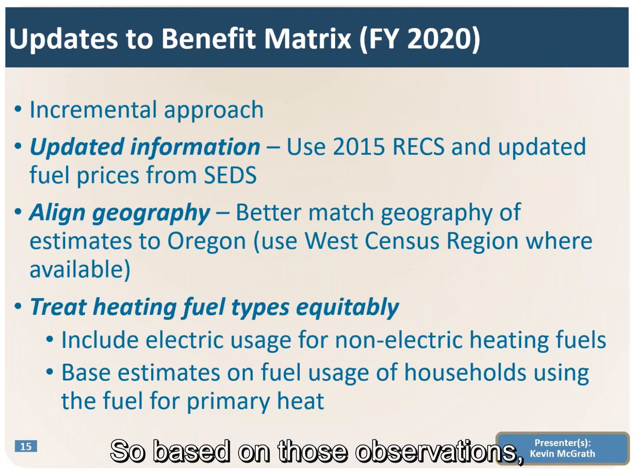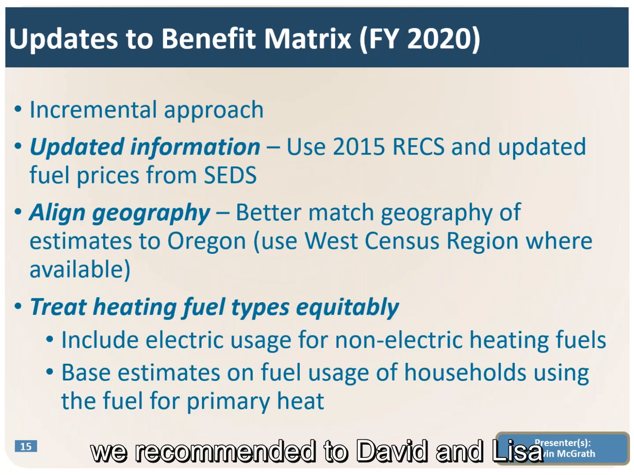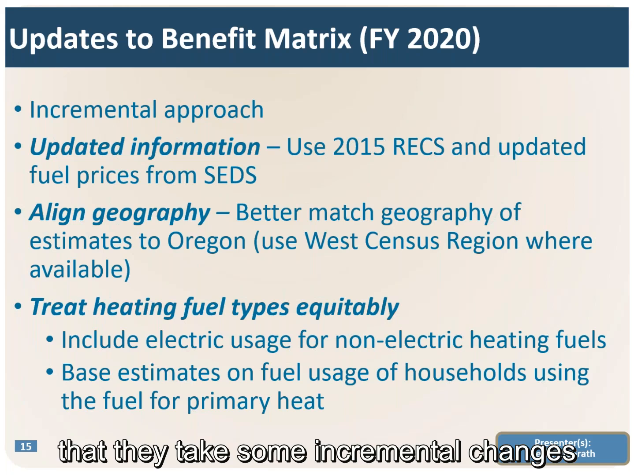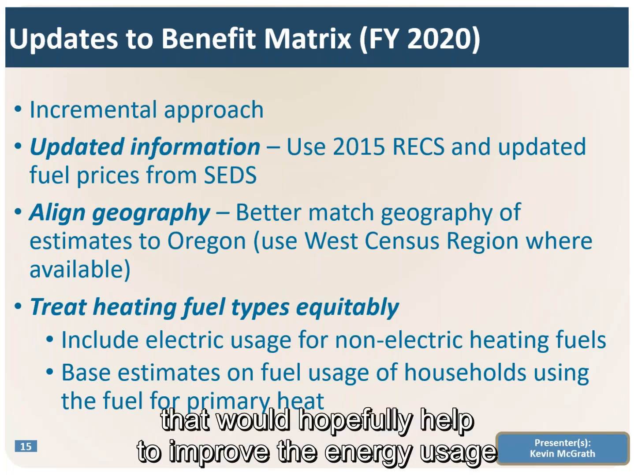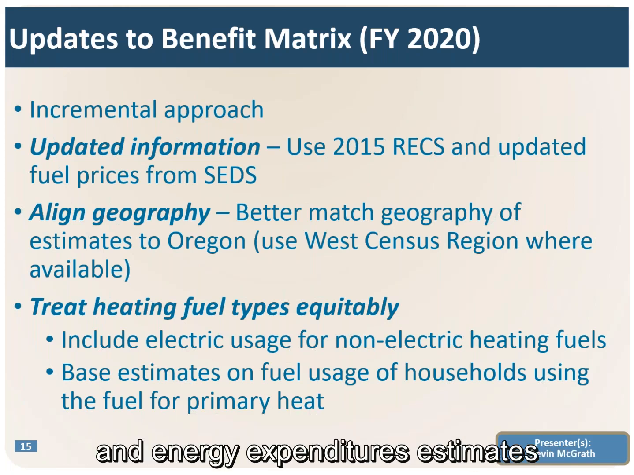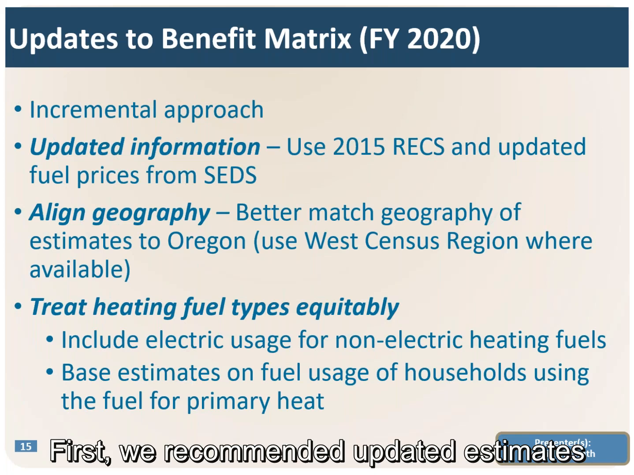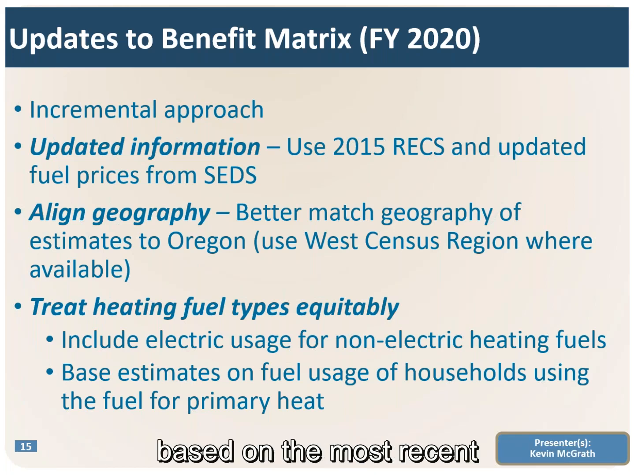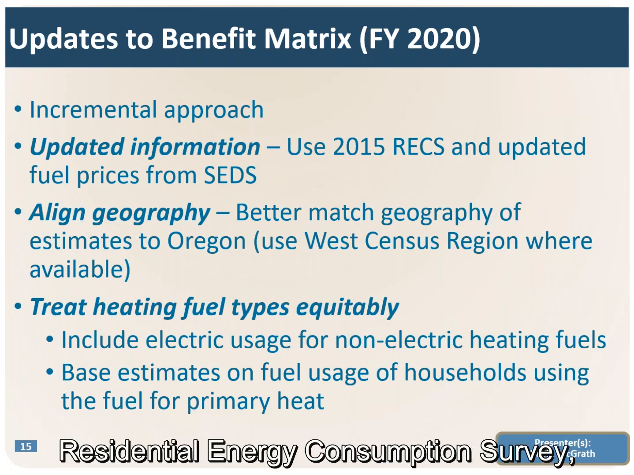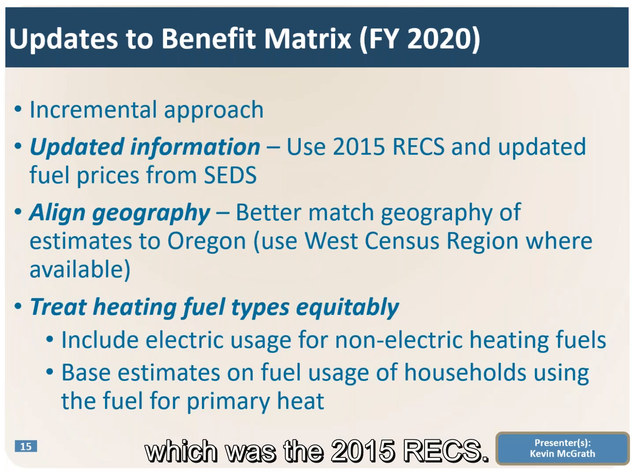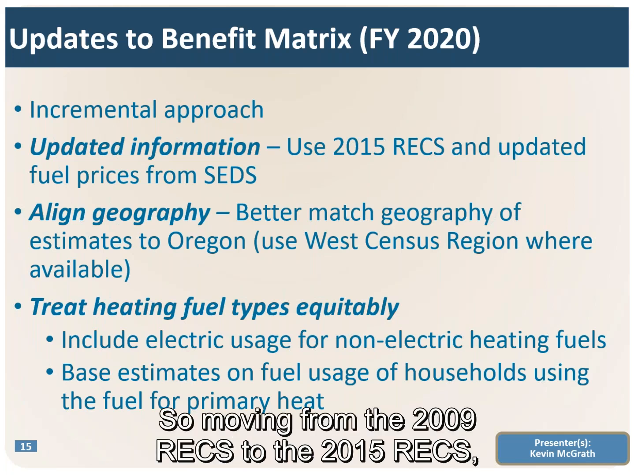So based on those observations, we recommended to David and Lisa that they take some incremental changes that would hopefully help to improve the energy usage and energy expenditures estimates that underlie the benefit matrix. First, we recommended updated estimates based on the most recent residential energy consumption survey, which was the 2015 RECS. So moving from the 2009 RECS to the 2015 RECS.